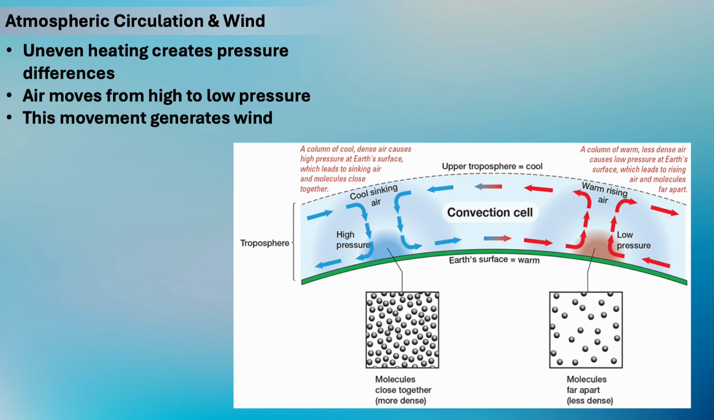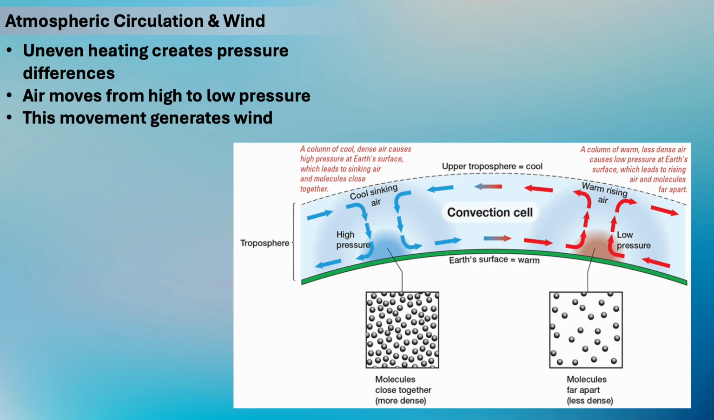Uneven heating of Earth's surface leads directly to pressure differences in the atmosphere. When air warms and rises, it removes mass from the air column above the surface, creating a region of lower surface pressure. Where air cools and sinks, it adds mass to the air column, creating a higher surface pressure. Air naturally moves from regions of high pressure toward regions of low pressure.